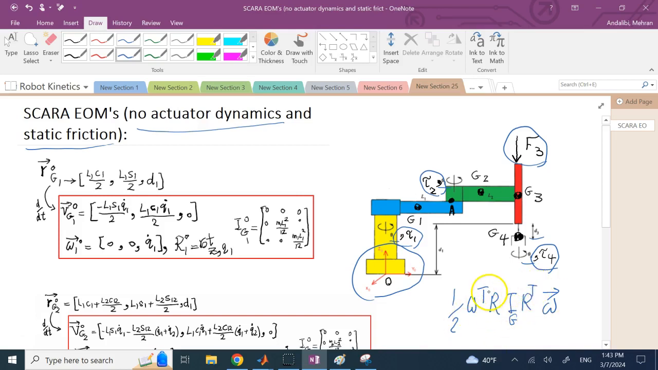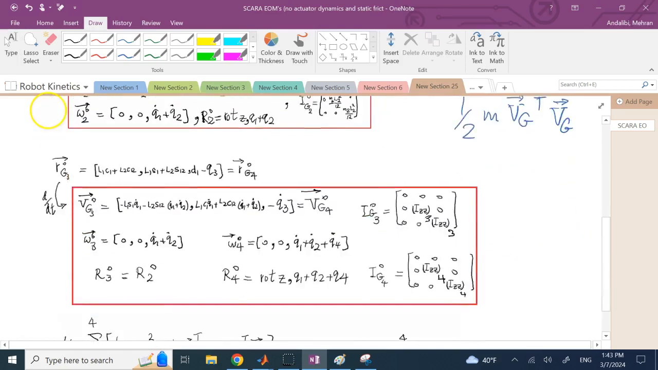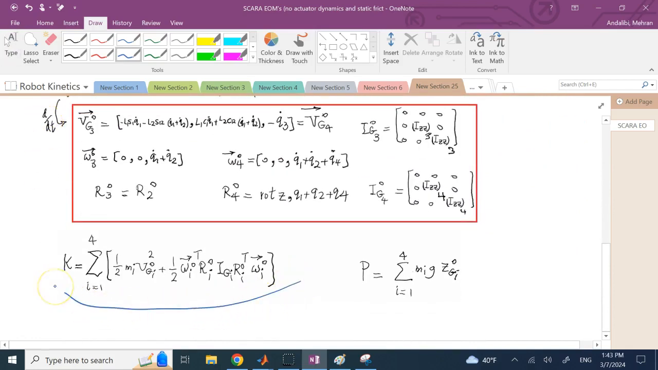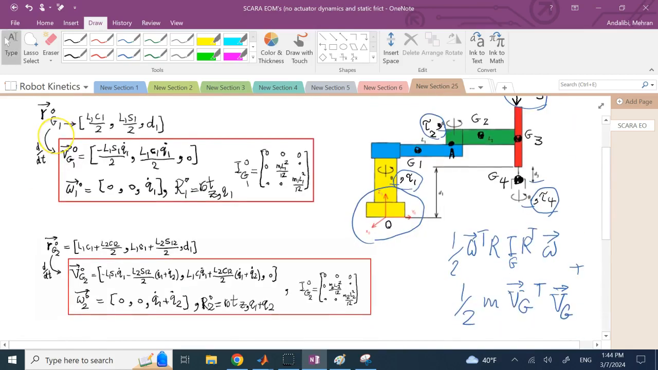So you have this rotational term for each one, and then the translational term is simply 1/2 M times V of that centroid squared, or if you want to write it as vector, it is going to be V of the centroid transpose times V of the centroid. Because here everything is three-dimensional, so you can write it like that. And as long as you find these two and add them together for each and every one of the members, the total kinetic energy is the sum of all these terms here. And the potential energy here only comes from gravity, so it's simply M_i g times Z of each member. And Z here is the vertical direction that is against the gravity.